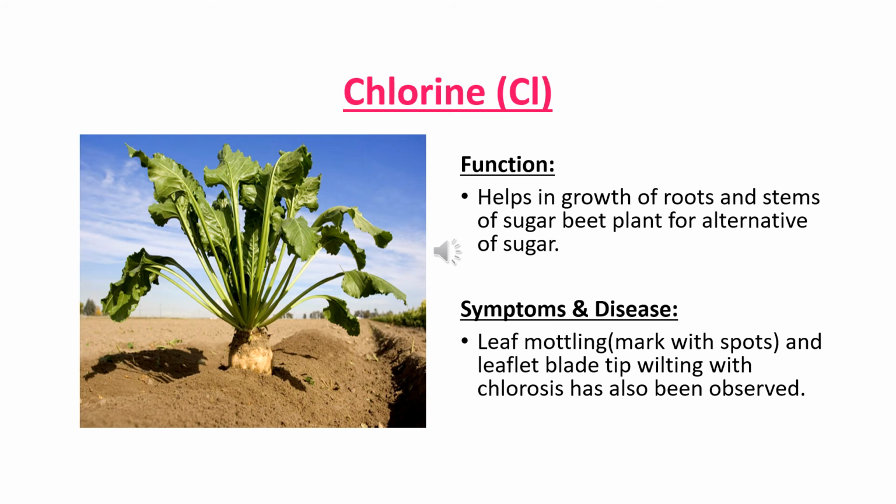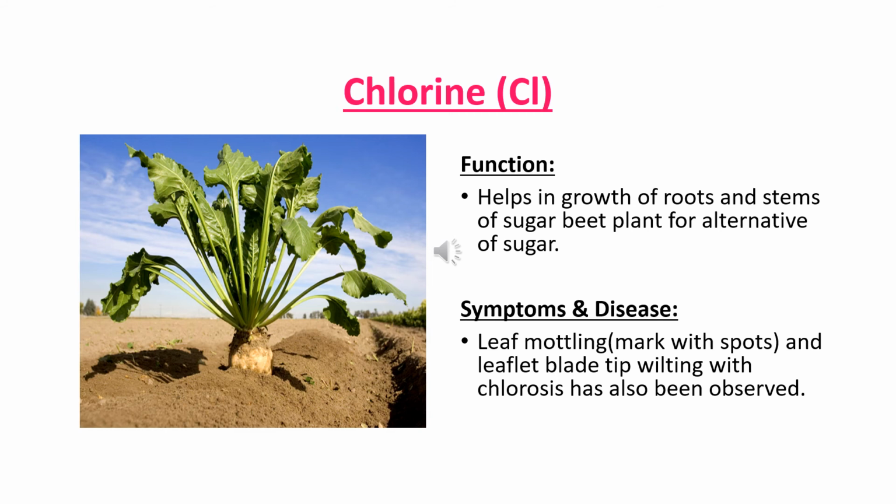Chlorine, another important micronutrient. What are the functions of this? It helps in growth of roots and stems of sugar beet plant. Sugar beet plant is the alternative of sugar. Mostly we collect sugar from the sugarcane, but this plant is also very helpful as an alternative source of sugar, and this plant looks like the radish plant.